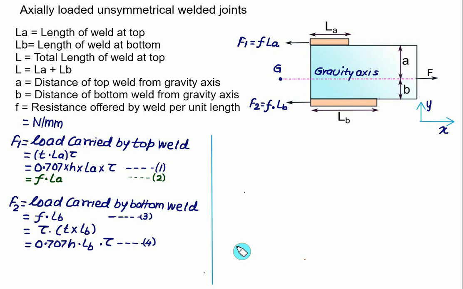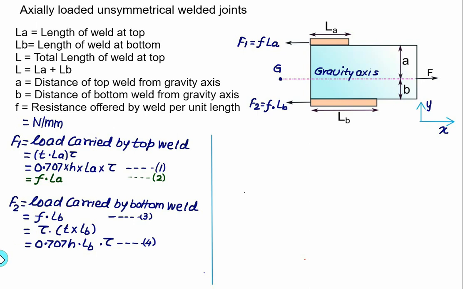Similarly, we can calculate the value of F2, which is based on F multiplied by LB, and the second value we can calculate from shear failure. So F2, the load carried by the bottom weld, is F multiplied by LB, almost a copy of this. If it fails in shear, it will be tau multiplied by the throat thickness multiplied by the length of the weld at the bottom, equal to LB. Throat is equal to 0.707 times H, multiplied by LB multiplied by tau. Any of these two equations we can use to find the value of F2.